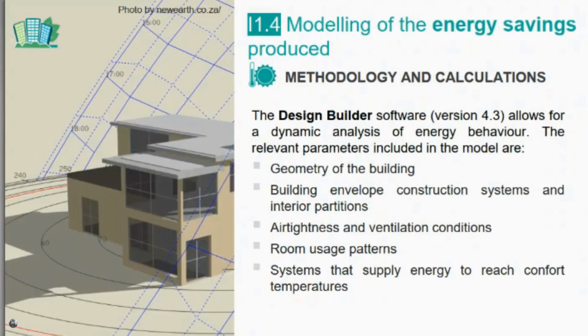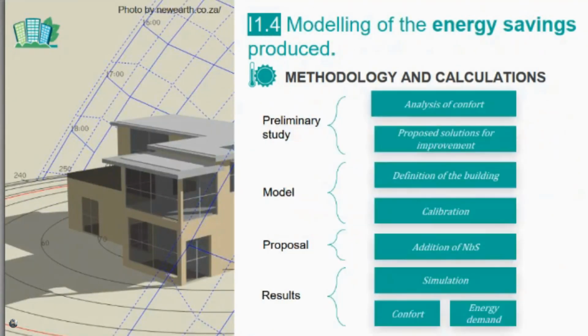Modeling the case studies makes it possible to forecast the effectiveness of the techniques to be incorporated, mainly in terms of comfort and energy demand. For the modeling, a preliminary analysis is carried out to find out, in general terms, how the climatic conditions affect the comfort inside the building and what strategies are proposed to improve its condition.